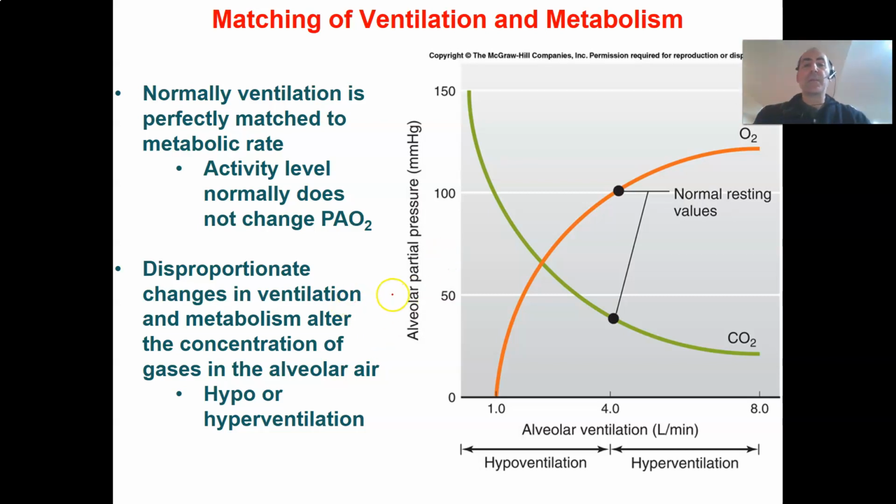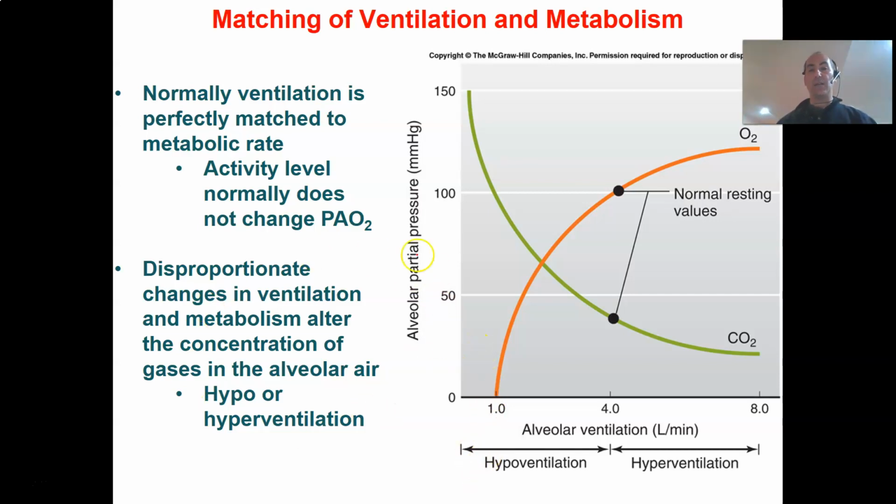So this particular graph measures alveolar partial pressure in the alveoli, in millimeters of mercury, and alveolar ventilation. And remember, alveolar ventilation is the same as pulmonary ventilation, which is not the same as minute ventilation, because you have to subtract out the anatomical dead space ventilation, which is roughly about 150 mL times the frequency of breathing.